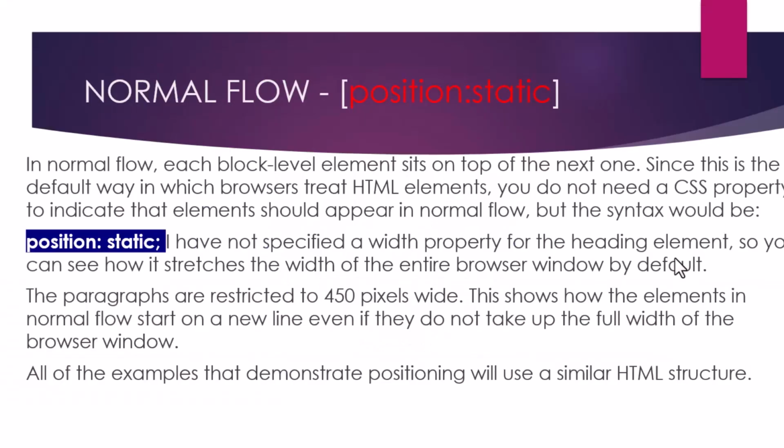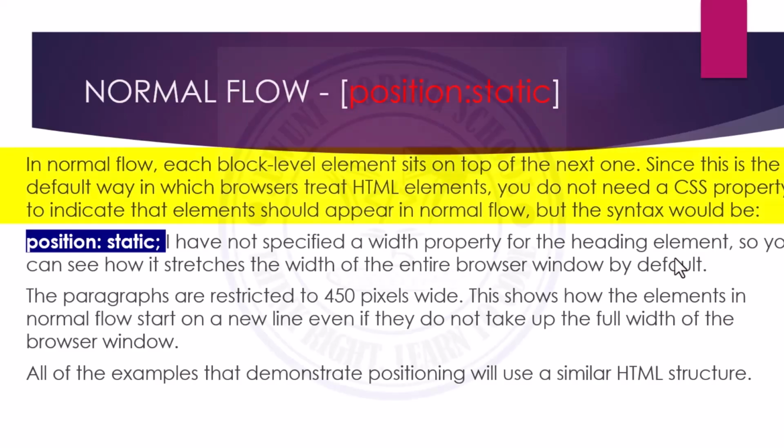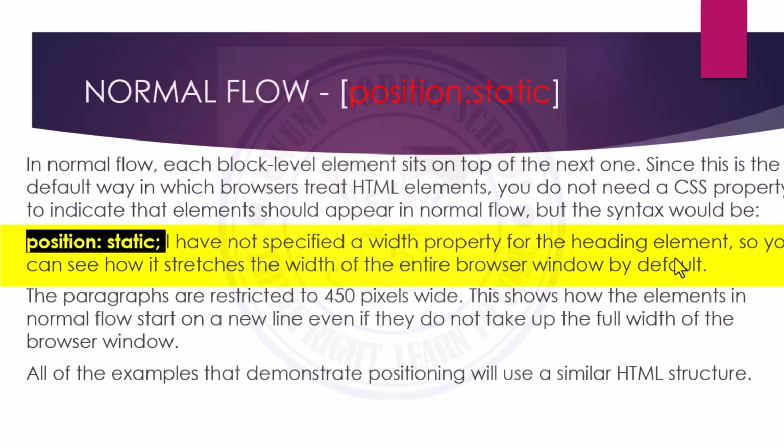Let's talk about the normal flow and give examples. We're going to use the position and give it a value of static. In a normal flow, each block level element sits on top of the next one, like we explained. Since this is the default way in which browsers treat HTML elements, you do not need a CSS property to indicate that that element should appear in a normal flow. The syntax is position, you say static.